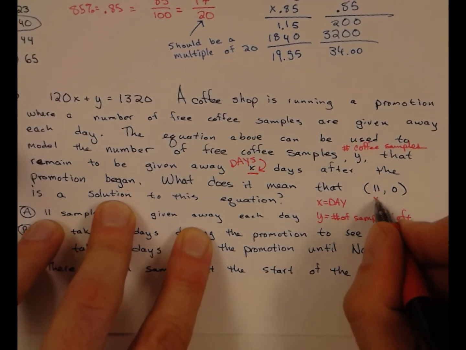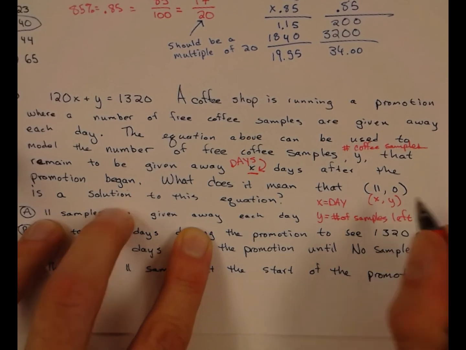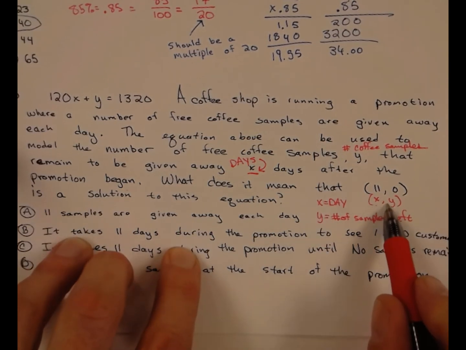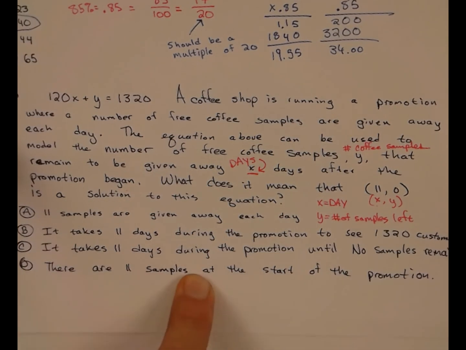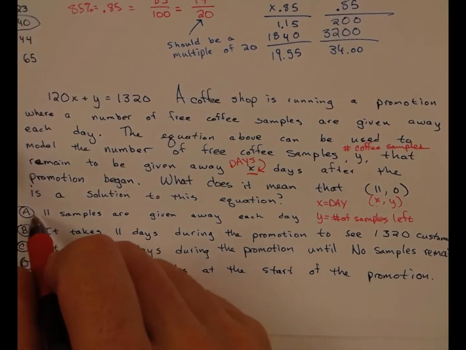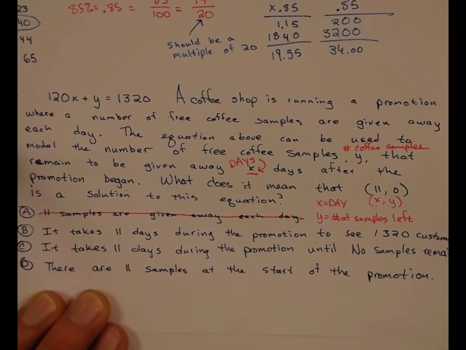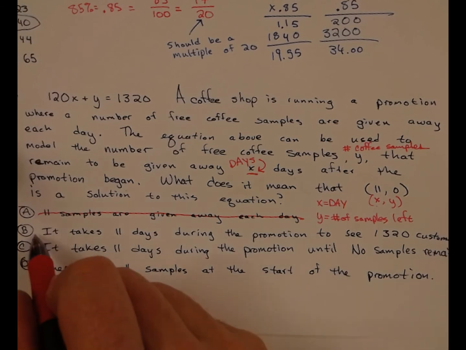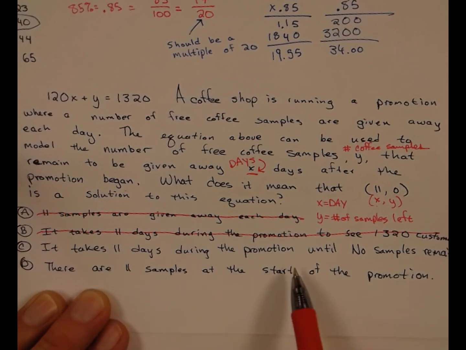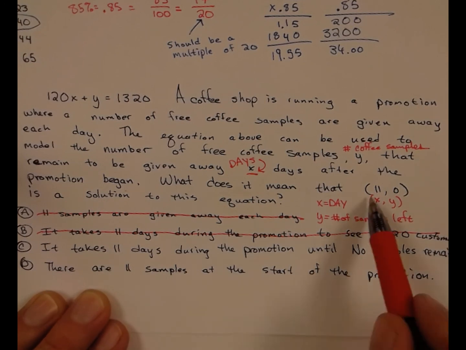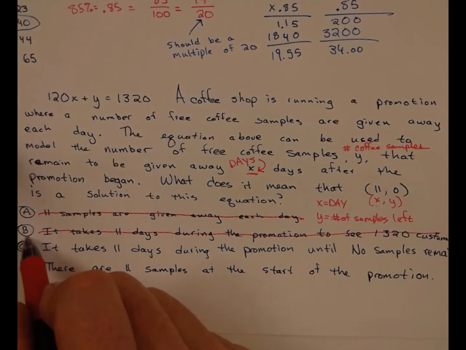And if you realize this ordered pair is x comma y, what this is telling us is that 11 days there are 0 numbers of coffee samples left. So 11 samples given away each day? No, that's not what it's saying. It takes 11 days during the promotion to see 1,320 customers? No, that's not what it's saying. It takes 11 days during the promotion until no samples remain. Yes, that's what it is saying.